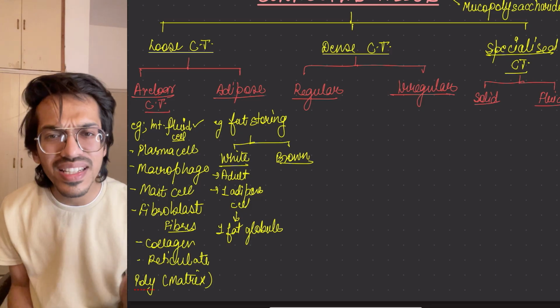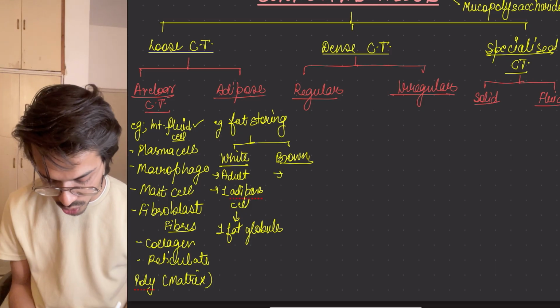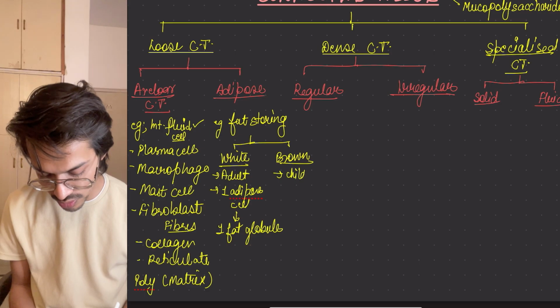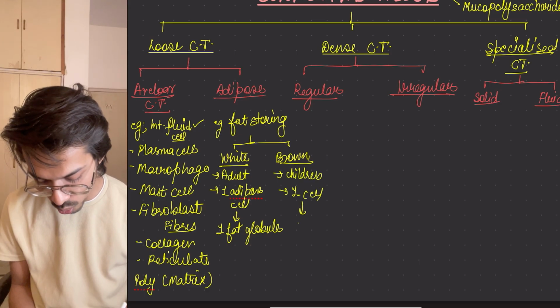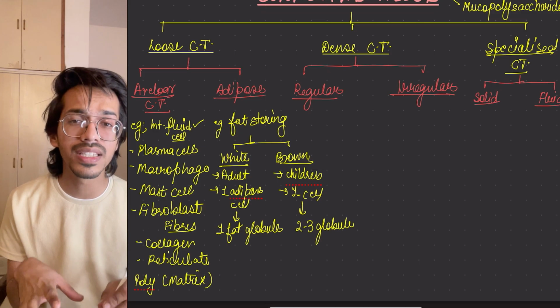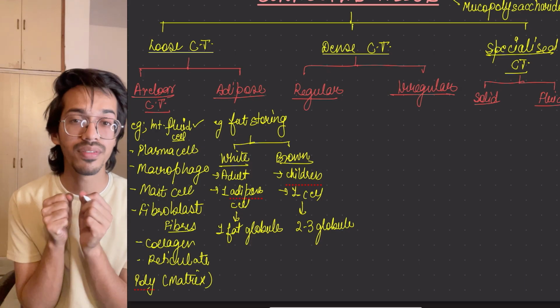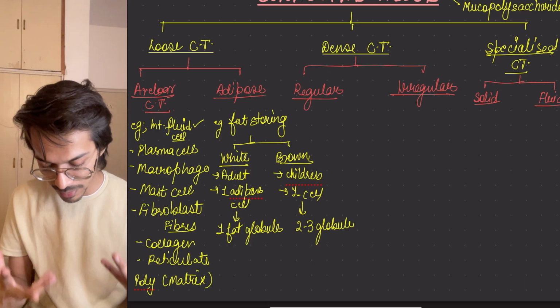Okay, so that means less energy will be provided. But in terms of brown adipose tissue, this is seen in the case of children, and here one cell will have more than 2-3 globules of fat. So it means more energy will be provided. That is the reason why children don't shiver. You never see children shivering, but we do. So this is about adipose tissue.